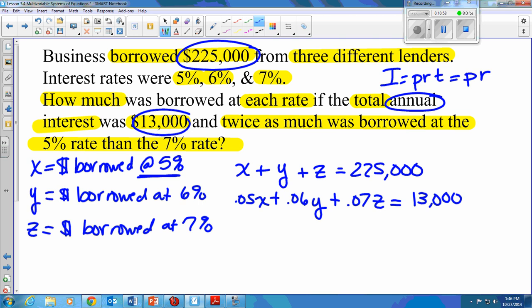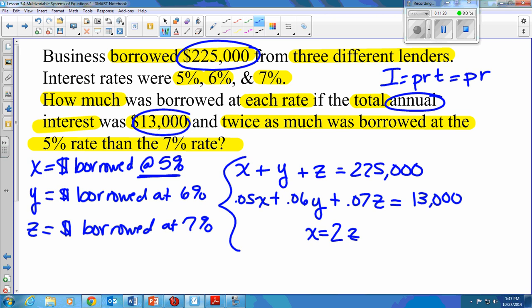Now the last equation says twice as much was borrowed at 5% than 7%. So where do I have more money? 5%. So x, the amount borrowed at 5%, is twice the amount borrowed at 7%. So there's my system of equations.